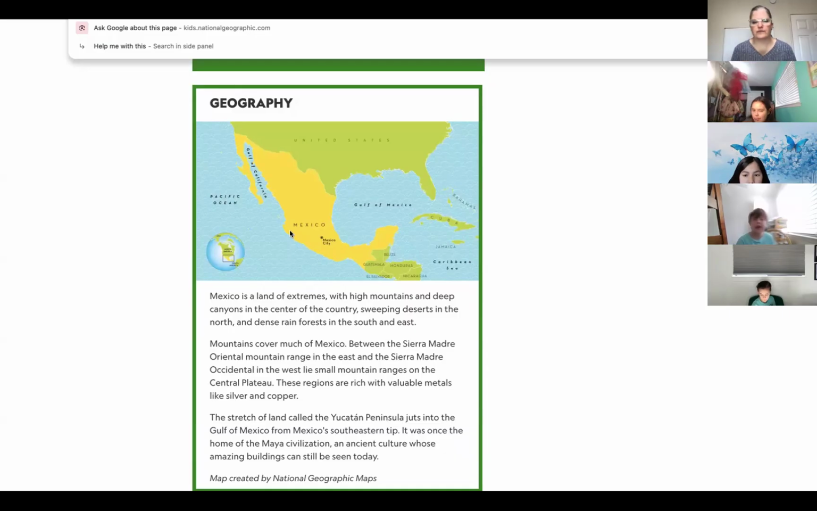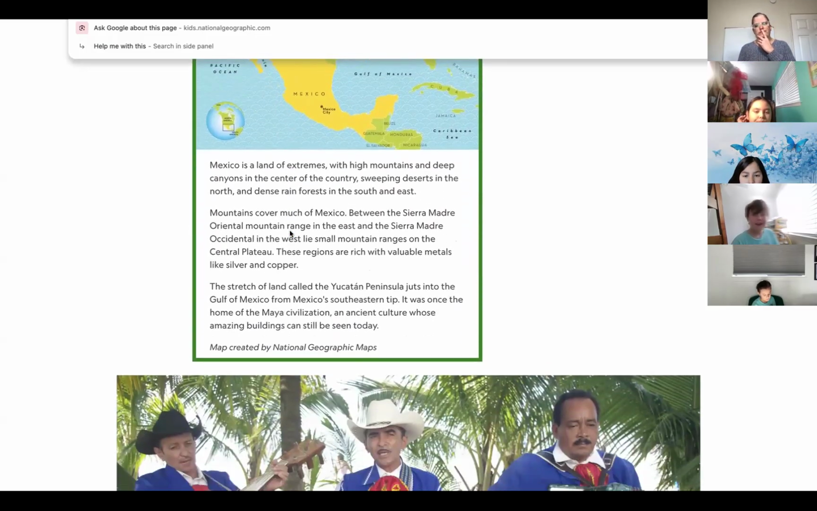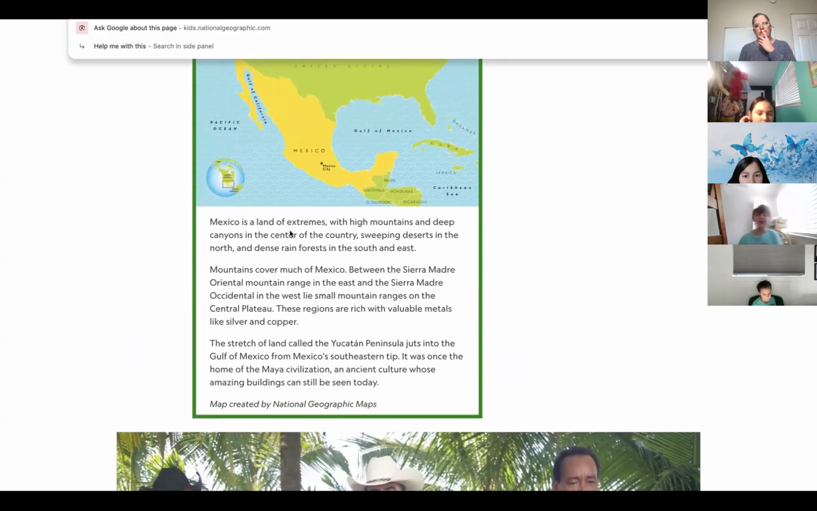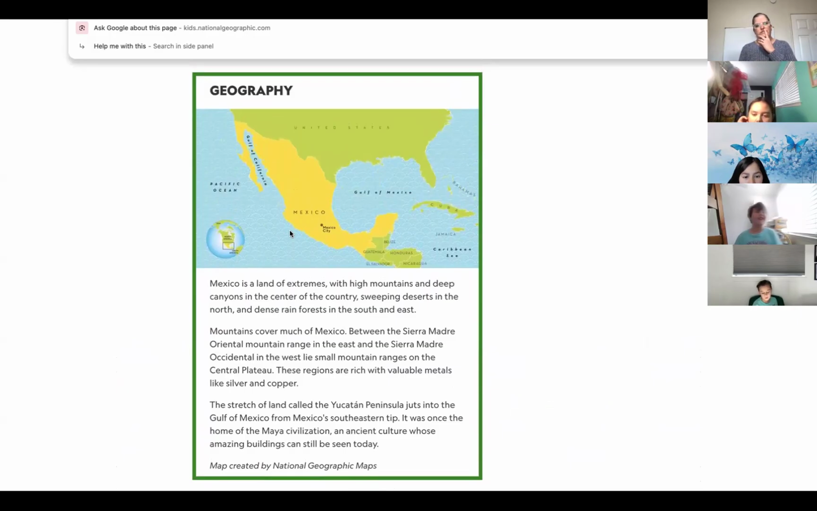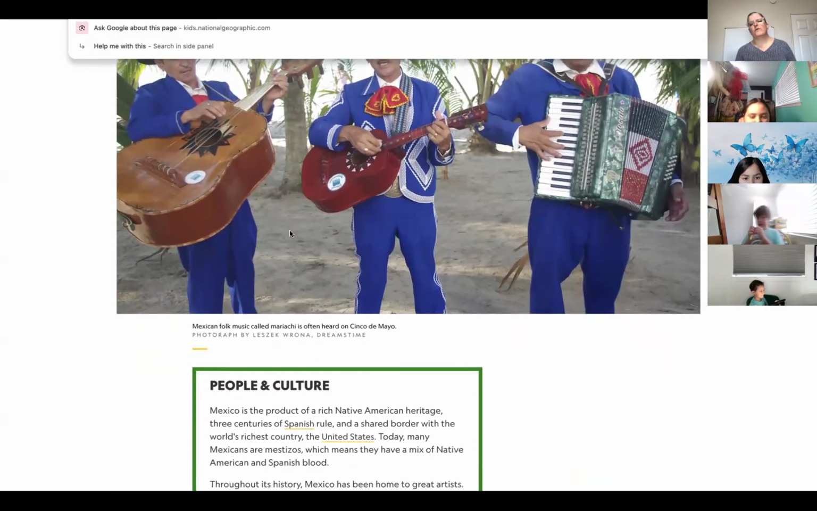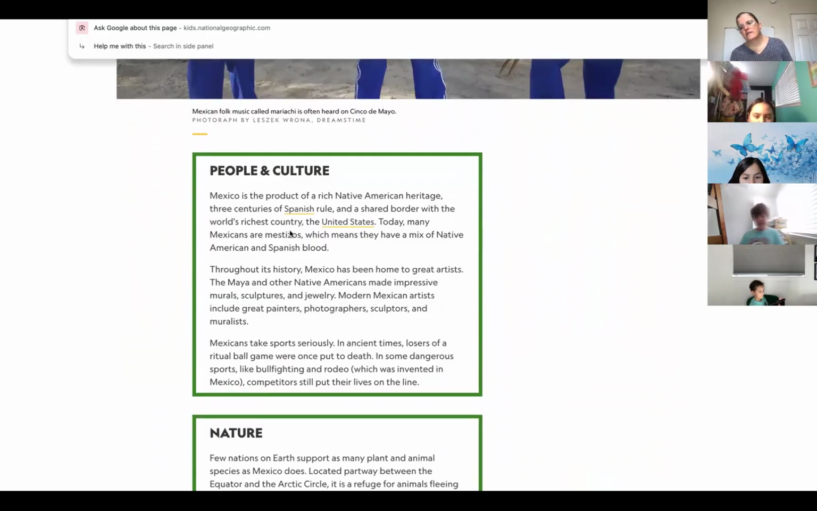Official name, United Mexican States. Oh, on Fast Facts, it says the official name of Mexico is United Mexican States. Travel Guide.com. Do you see one that says National Geographic? If you scroll through the list.